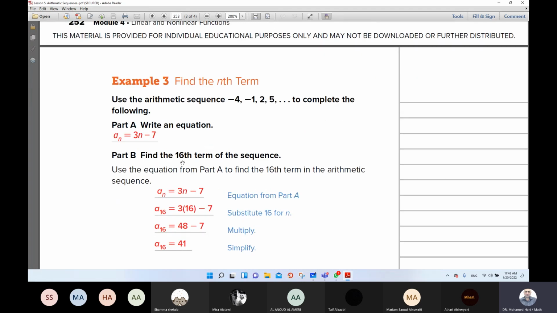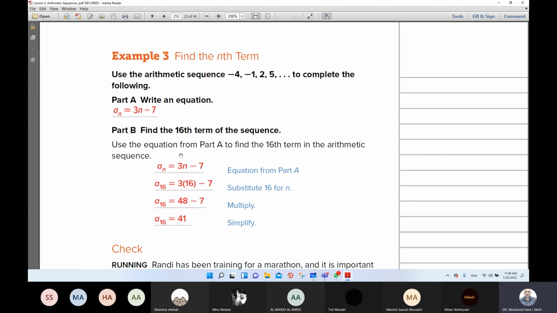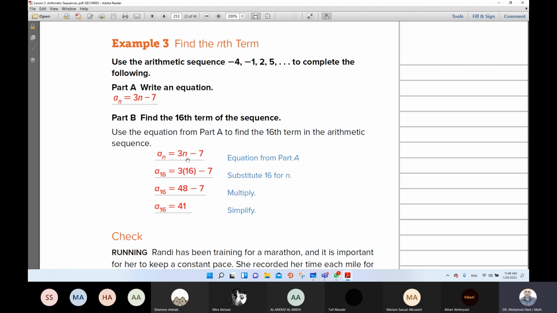Then find the 16th term of the sequence. Put the value of n as 16. So use the equation from part A to find the 16th term in the arithmetic sequence. So an equals 3n minus 7. Substitute the value of n as 16. Then you can express this expression. 3 times 16 will be 48. 48 minus 7 will be 41. So the 16th term will be 41.